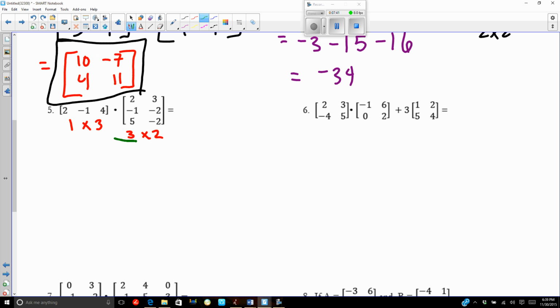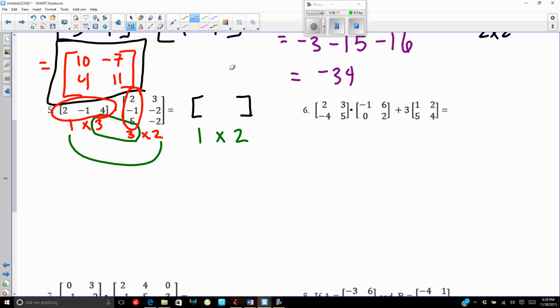So again, we can multiply these 2 matrices because these inside numbers match up. The outside numbers tell us our answer is going to be a 1x2 matrix. So that means our answer is going to be 1 row and 2 columns. So it's going to be skinny, a tiny matrix, just enough room for 2 numbers. So to get our answer, we're going to multiply everything in this row times everything in this column, and that'll give us the first number.